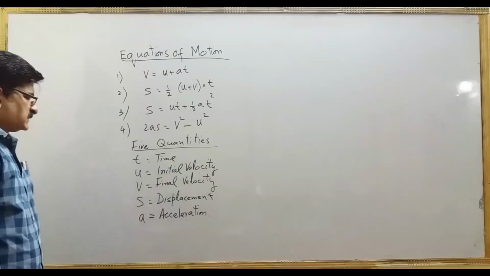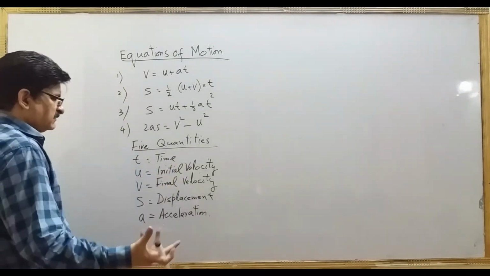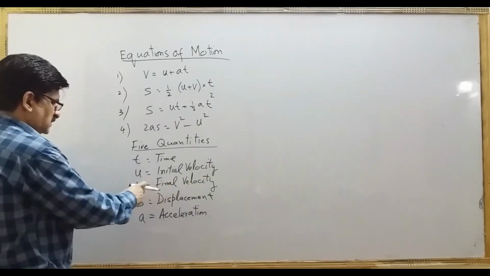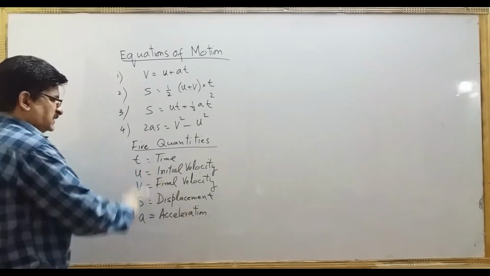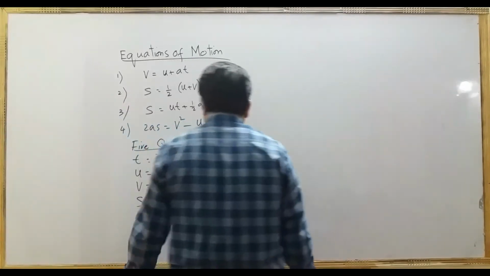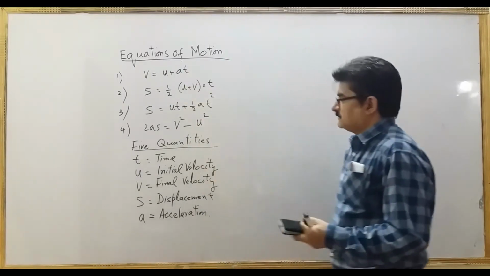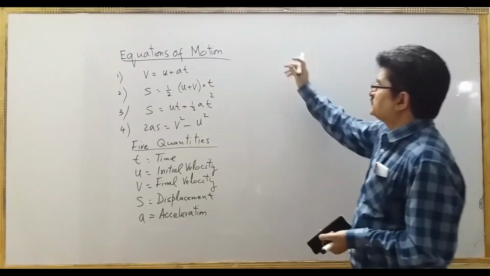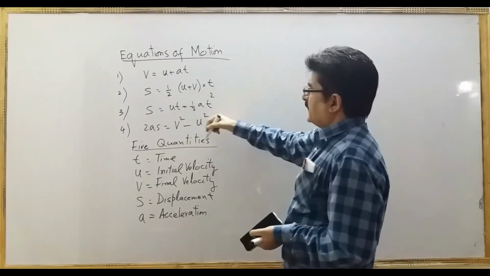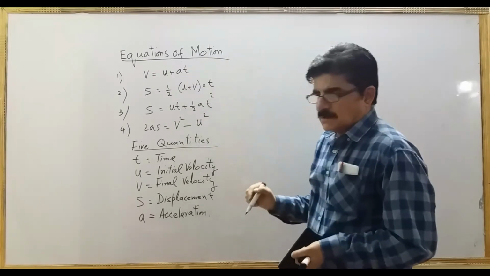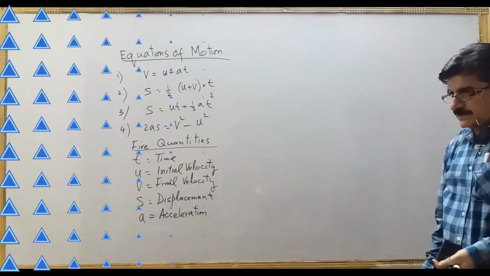We have 5 quantities. u is initial velocity, starting velocity, v is final velocity, s is displacement, a is acceleration, t is time. Now these 5 quantities are related to each other by these equations of motion. Now let us see how they are related. Keep in mind that these equations are applied during the motion when acceleration remains constant.